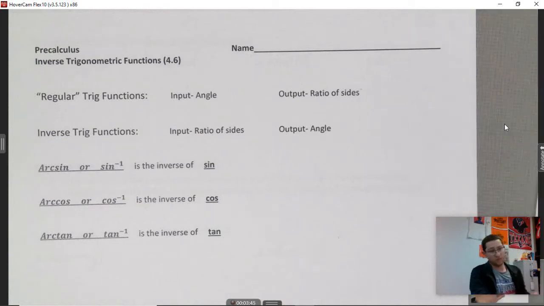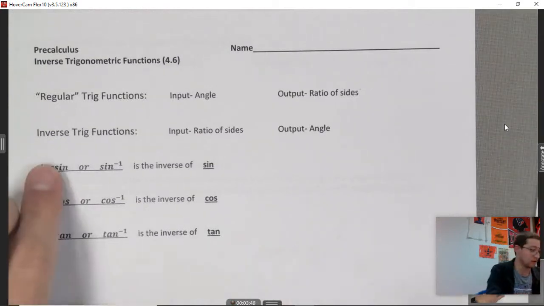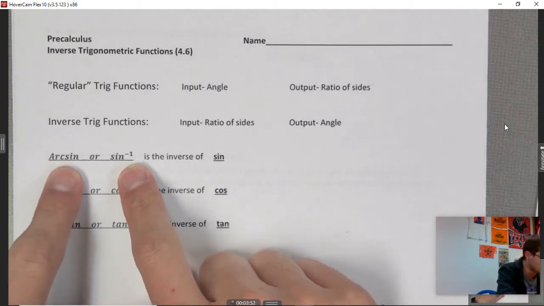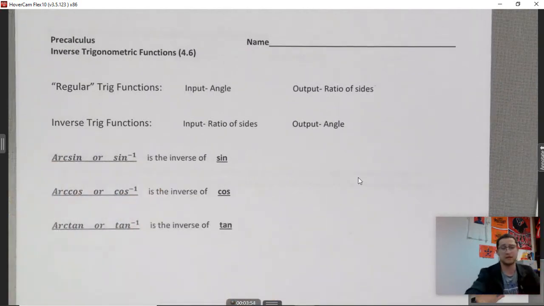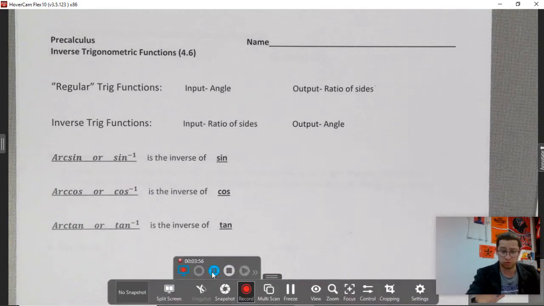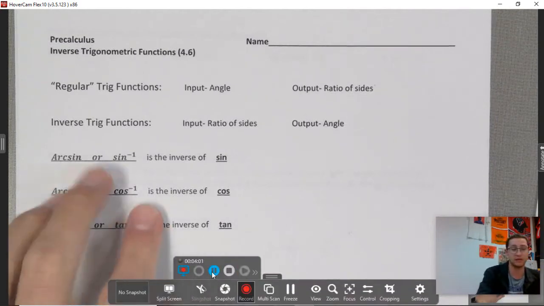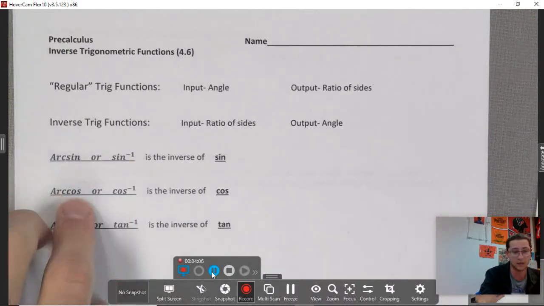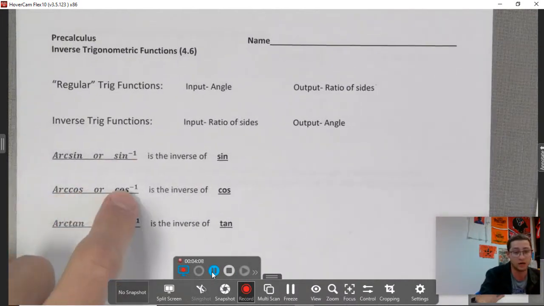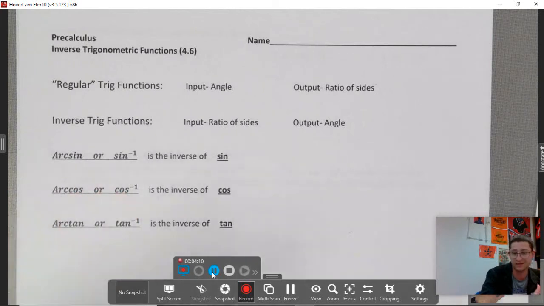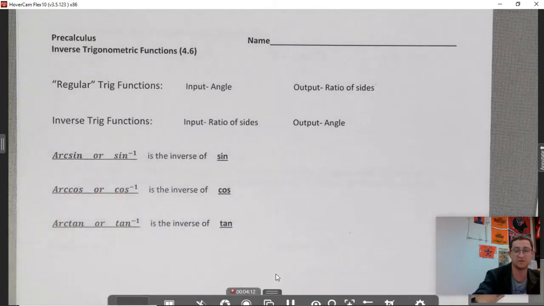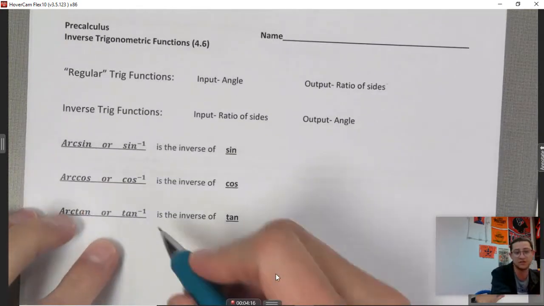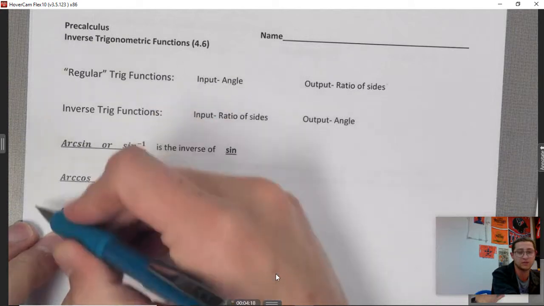A few more pieces of information about inverse trig. You may see it as arc sine, or you may see it as sine inverse. They're the exact same thing. Same with arc cosine and cosine inverse. It's just another way of describing it. Arc tan and tan inverse, exact same thing. This is just notation.